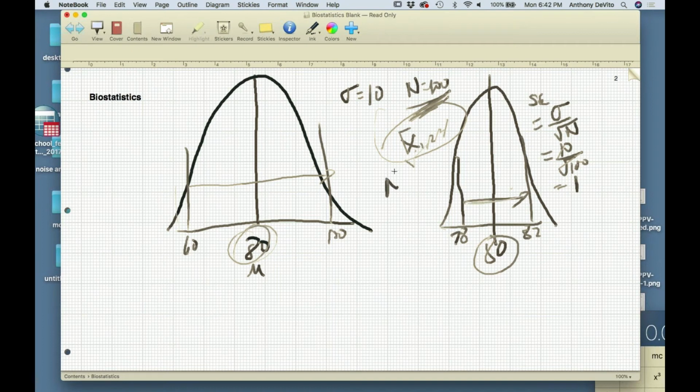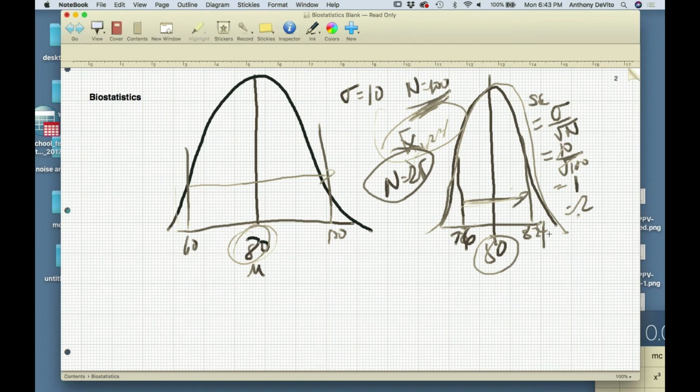Now, if the sample size had been 25, then the standard error would have been 10 over 5. It would have been 2 instead. The standard error of these sample means would have been 2. So in that case, 95% of the results would have been between 76 and 84. So the sample size impacts how this distribution looks.